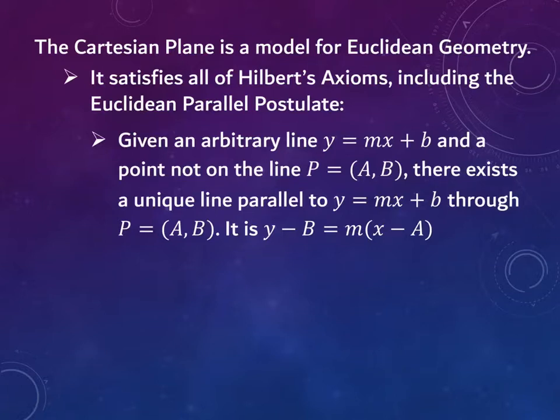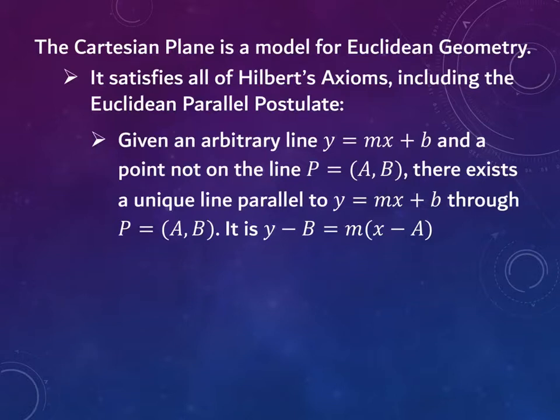Our model, the one that we use all the time, we know and love, is the Cartesian plane. The Cartesian plane is a model for Euclidean geometry. It satisfies all of Hilbert's axioms, including the Euclidean parallel postulate. And it looks something like this description.